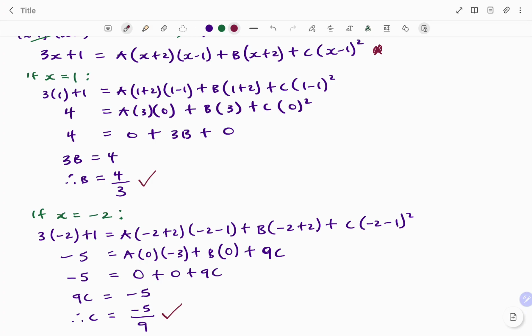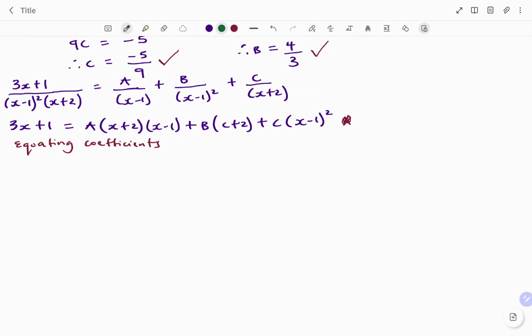The next step is to find the value for a. If I use any value for x, it will give me an equation having b and c. And because I know the value of b and c, I can easily find a. But the option I'm going to use is what I call equating coefficients. So using equating coefficients, what I'm going to do is expand and simplify my equation.